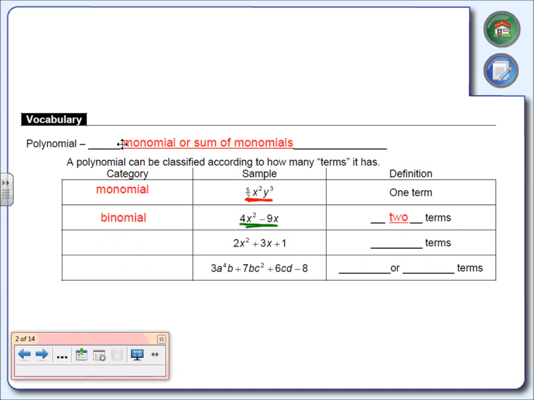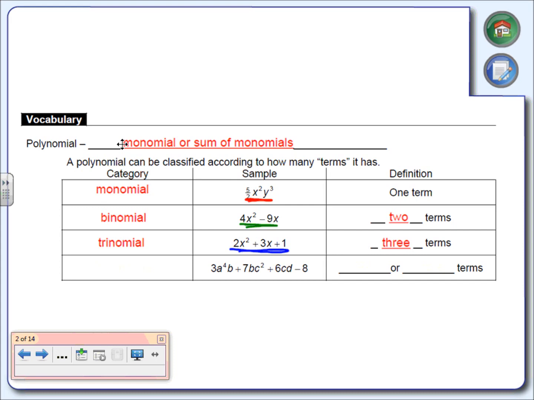The next example we come across here, this one has three terms. What are we going to use for three terms? Trinomials. Tri meaning three. Just like a tricycle has three wheels, just like a triangle has three sides, a trinomial has three terms. All right, so over here we should have three terms. So mono means one, bi means two, tri means three.